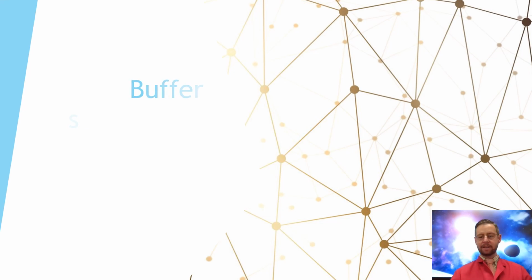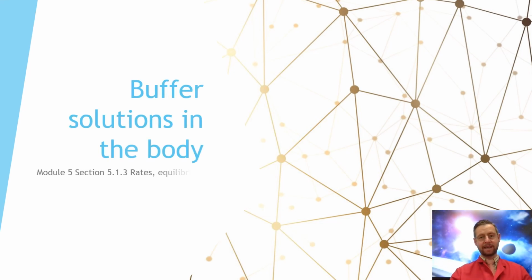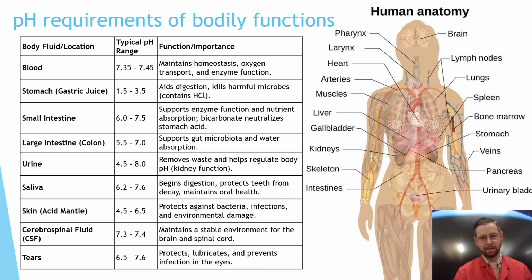And here we go. We're going to dive straight into 21.2, which is buffer solutions in the human body. To maintain normal bodily function, there are places in the body where certain pHs are required. And in those places, there are control systems that control the pH. And here are some examples of those.